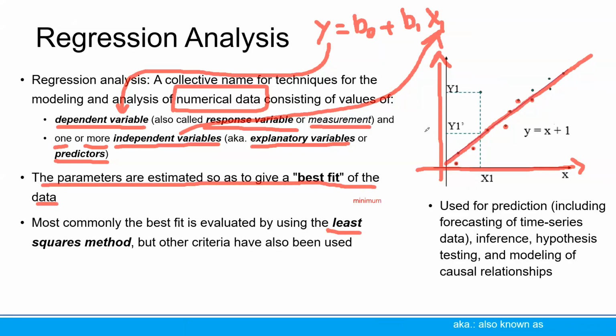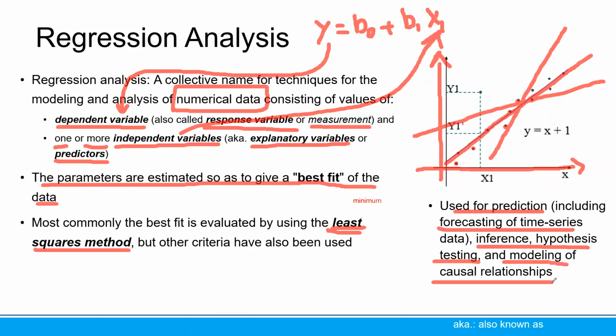So maybe we can have an option like this line, or we can have a line like this one. But if the other line is not minimum on the errors, we will not select it. We will select only the least errors, and we call this the least square method. It can be used for prediction, including forecasting of time series, inference, hypothesis testing, and modeling of causal relationships.